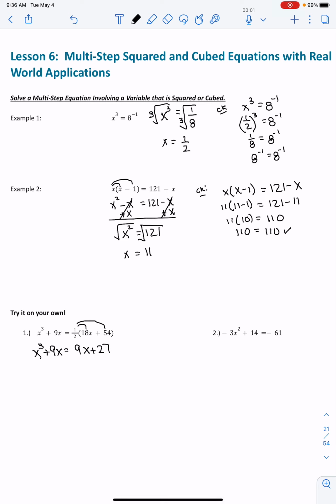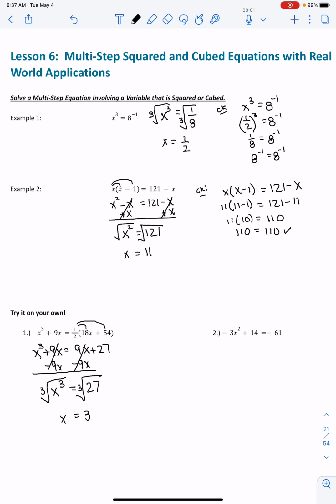So I am going to subtract 9x from both sides. And if I have 9x and I take away 9x, they're both gone. So I'm left with x cubed equals 27. So I'm going to take the cube root of both sides. And I'm left with x equals 3.